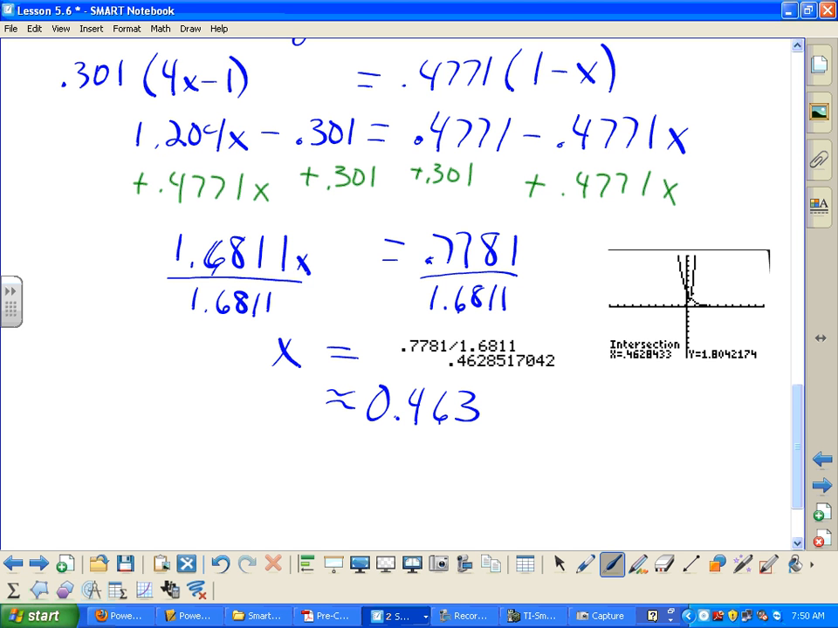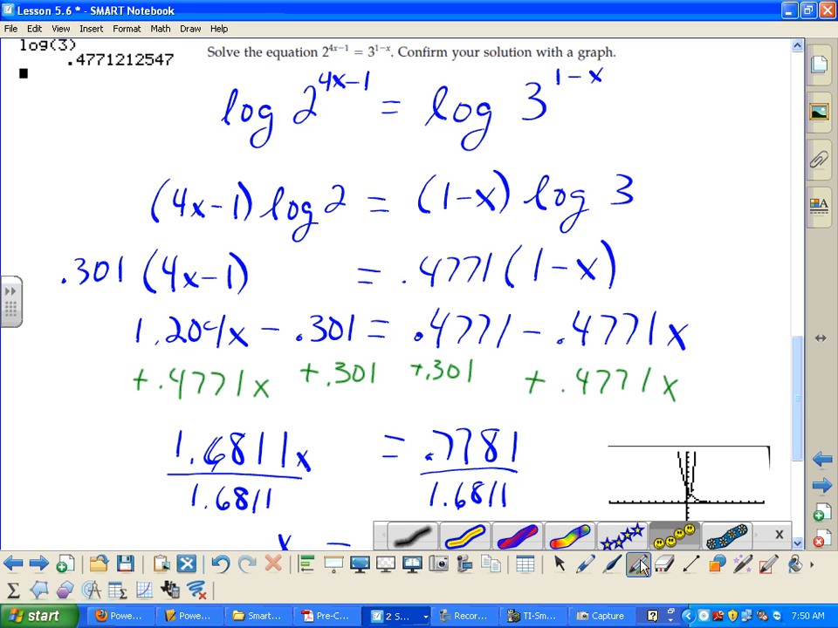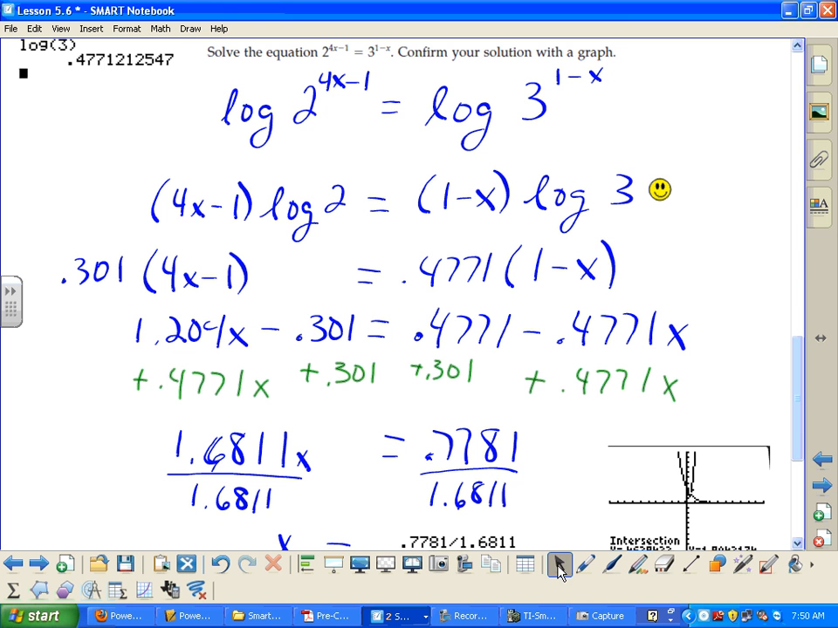But the thing to remember is we're taking a log of both sides. Make sure then that you move the exponent to the front of the logarithm, then change the logarithms to a decimal, distribute, and then solve.